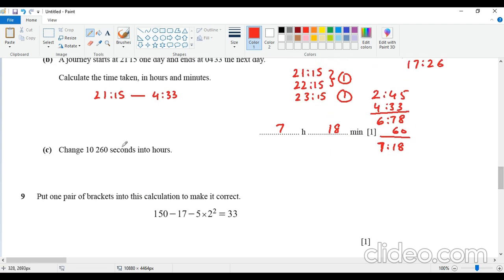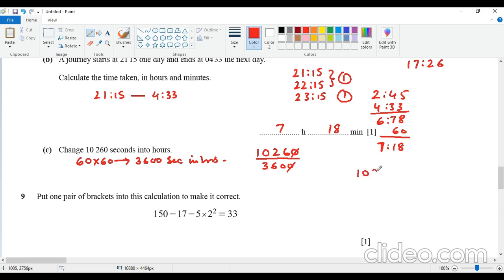Now comes the C part. It says change 10,260 seconds into 1 hour, keeping in consideration that 1 hour, that is 60 minutes and 60 seconds, equals 3600 seconds in 1 hour. Okay, so altogether you have 10,260 divided by 3600. So doing manually, since calculator is not allowed in this paper.